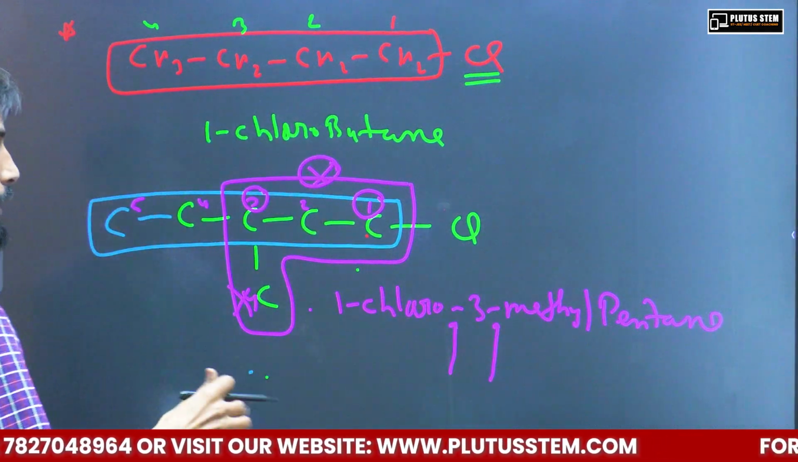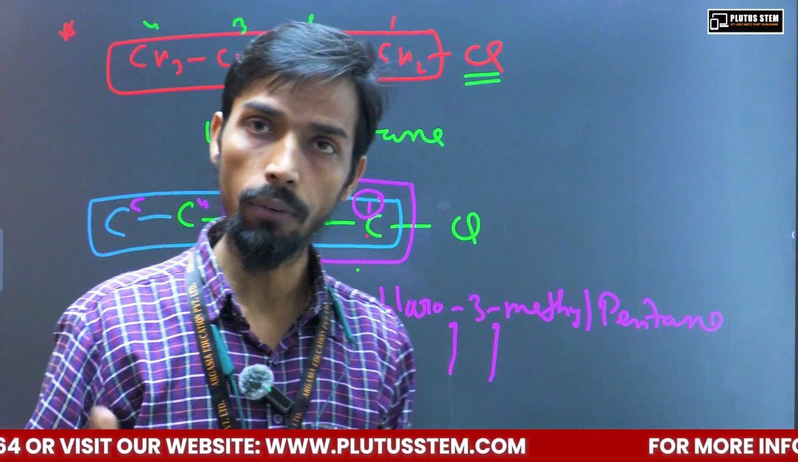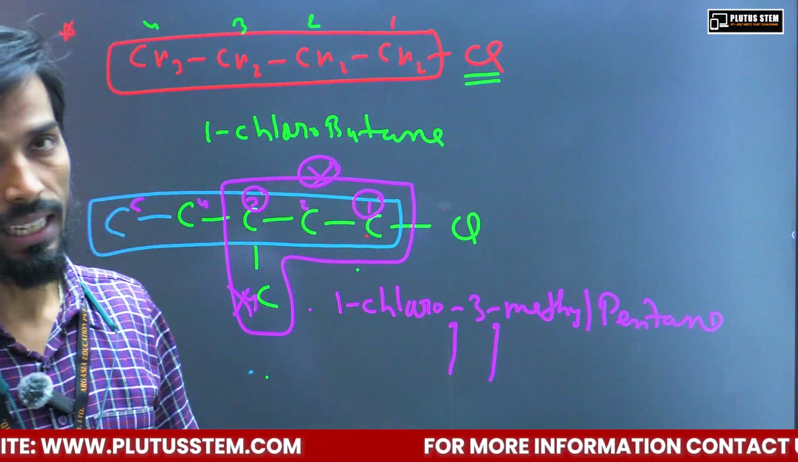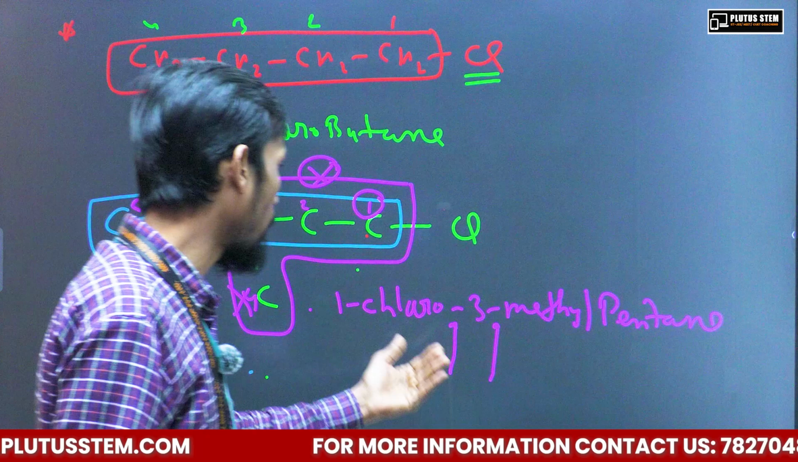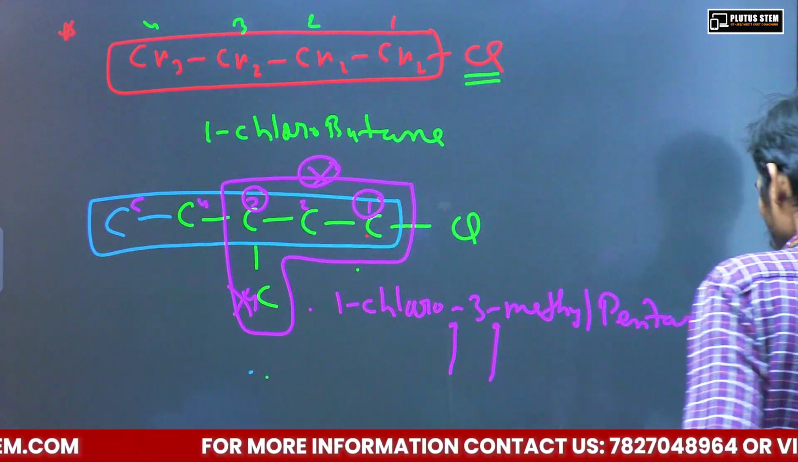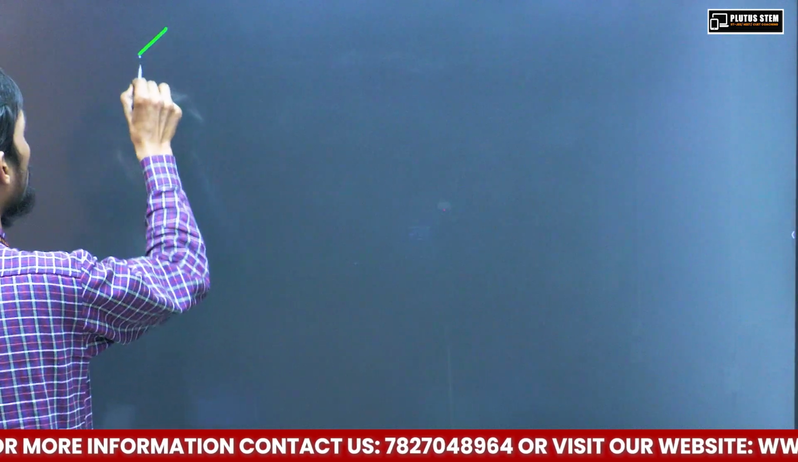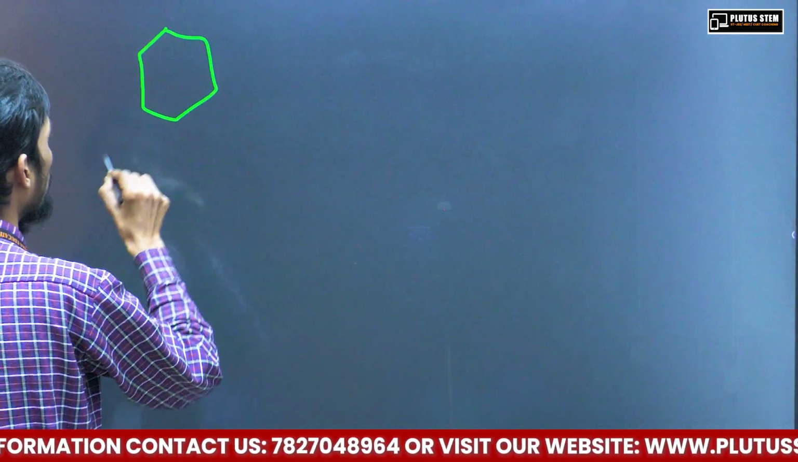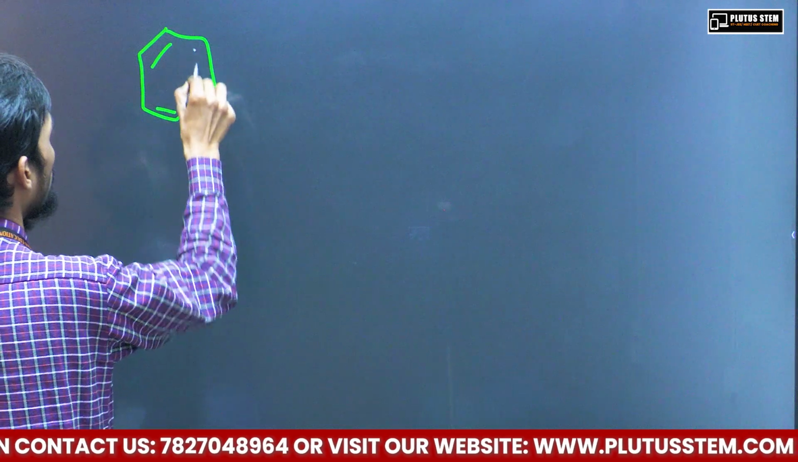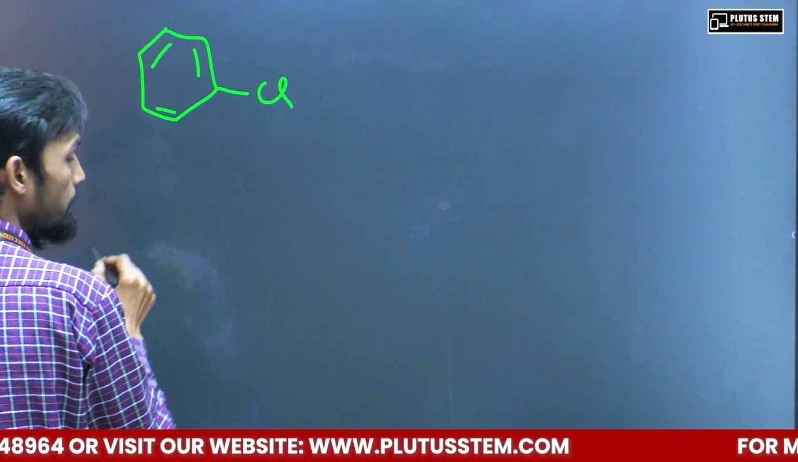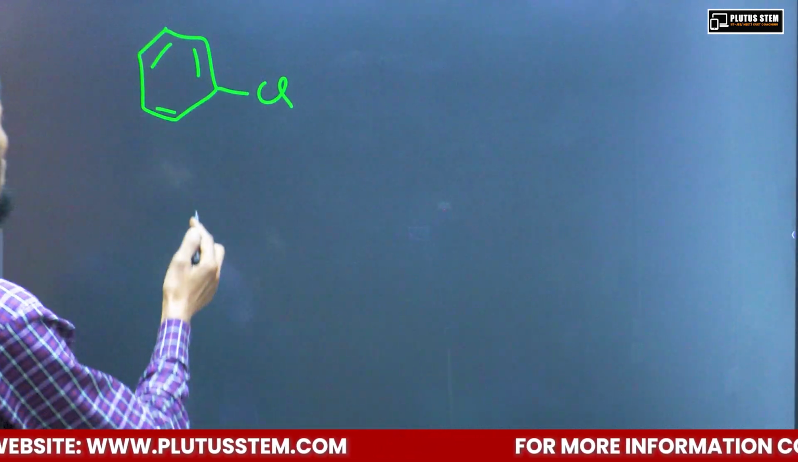So this is the simple thing. I am just not going to the depth of this nomenclature. We have discussed it in quite some detail in class 11th only. So I was just giving you a brief about this nomenclature. So now regarding the mono, di and trihalogen: this is chlorine, so what is the name going to be? It is chlorobenzene.